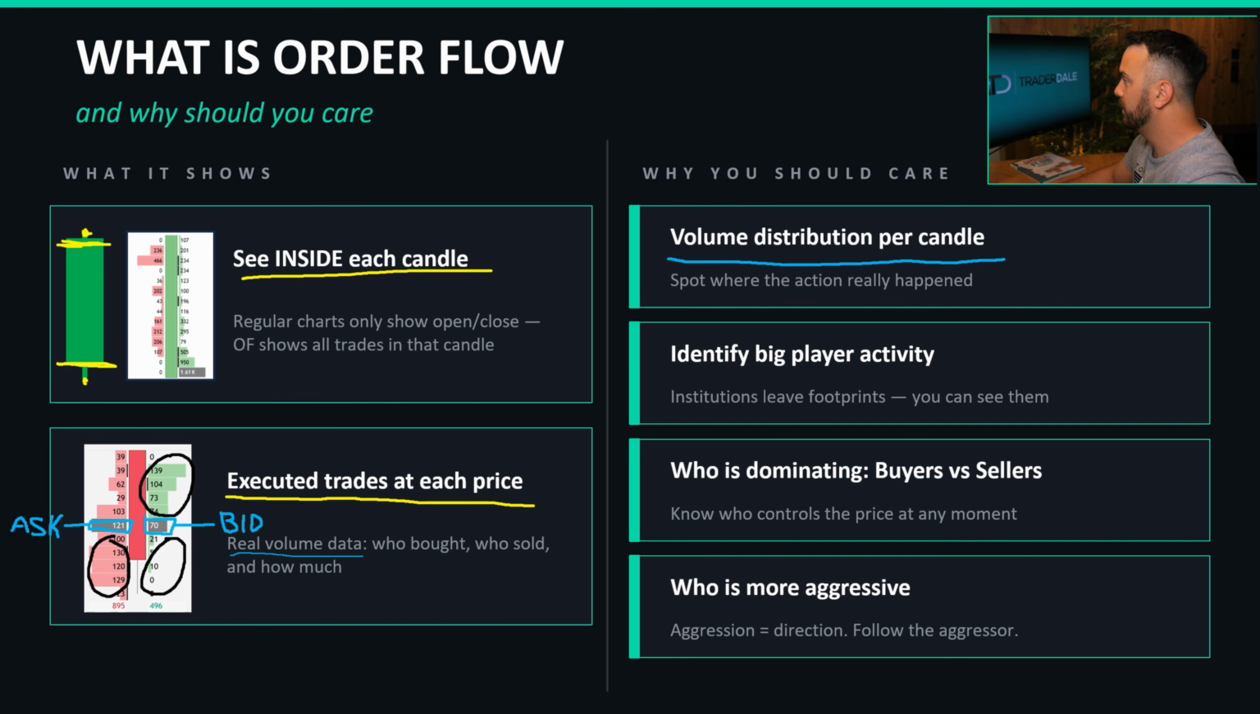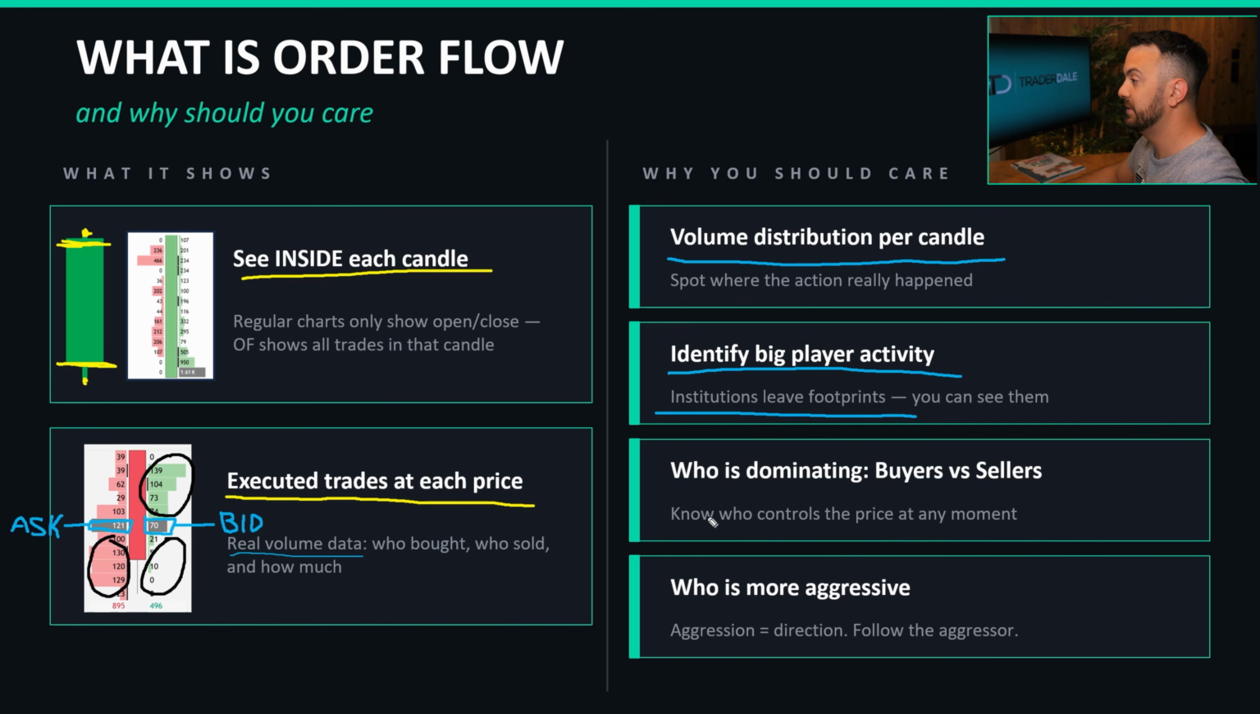It can also identify big player activity. Big players are, for example, institutions that move and manipulate the markets. And those guys are massive. They have huge amounts of capital, which they trade with. And with order flow, we can see that. We can see massive volumes. Those heavy volumes of the institutions are called footprints, all right? Footprints of the big players. So we can identify those as well.